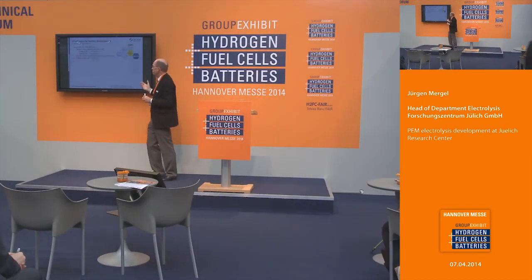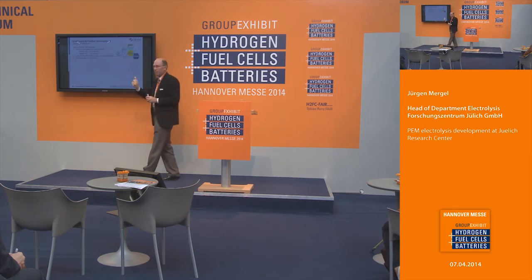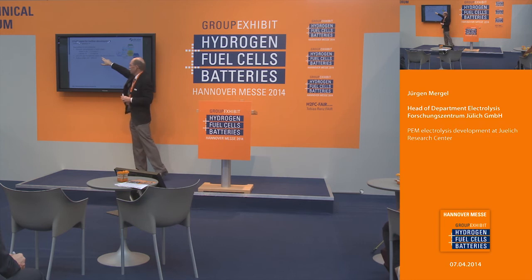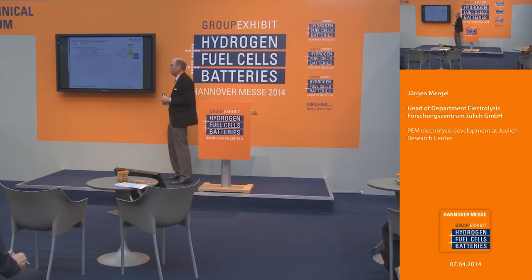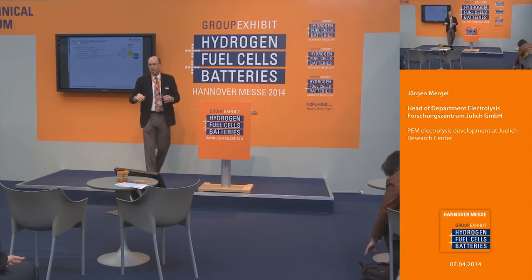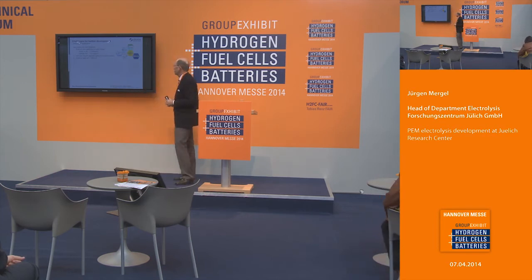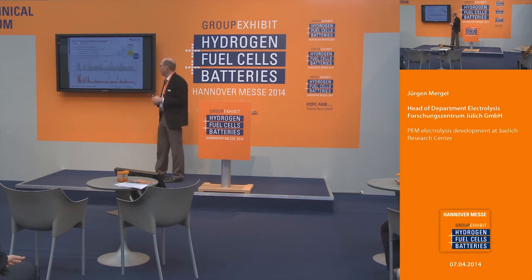And our goal in this project is to reduce the catalyst loading by a factor of 10, to reduce the costs for the separator plates. That means we will replace the titanium by stainless steel, and we would like to scale up the single cell area to greater than 1000 square centimeter. We call this project Electrolysis, okay?